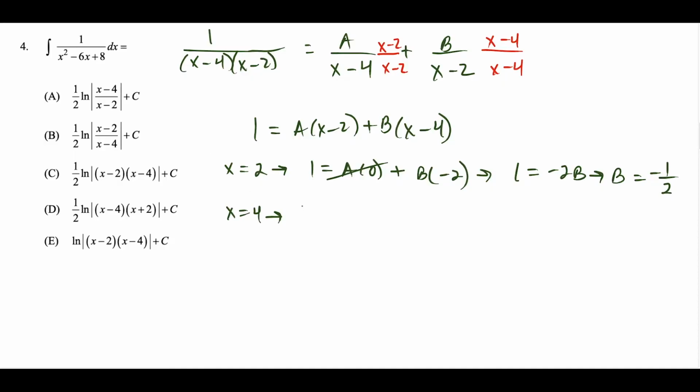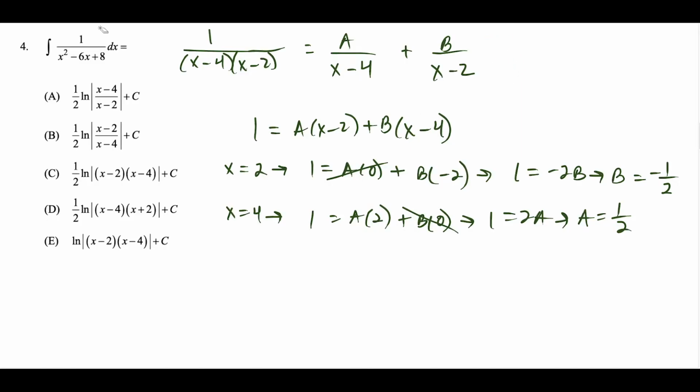And if we plug in x equals 4 to this equation here, we have 1 equals a times 4 minus 2, which is 2, plus b times 4 minus 4, which is 0. So now this time around b cancels out, and it gives you 1 equals 2 times a, which gives you a equals positive 1/2. But now this algebra that I showed in red, I often just do that in my head, and that helps me solve for a and b.